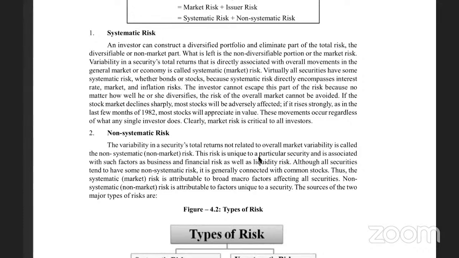Non-diversifiable, diversifiable. What is this diversifiable? Okay, sir, you're talking about systemic and non-systemic. What is this diversifiable and non-diversifiable?